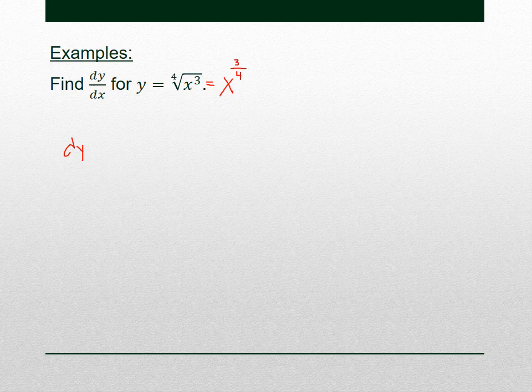Now once we see that, hopefully we say, oh, okay, that's x to a number. I know how to do that. So you pull the 3/4 down and multiply by x to the 3/4 minus 1. So that's 3/4 x to the negative 1/4.